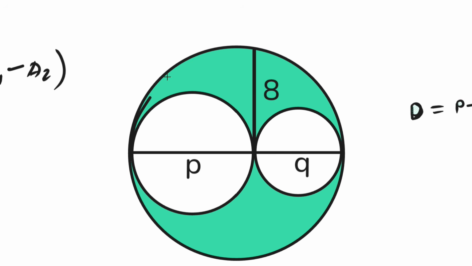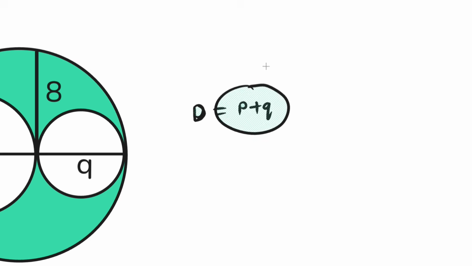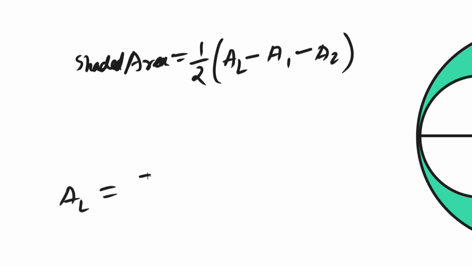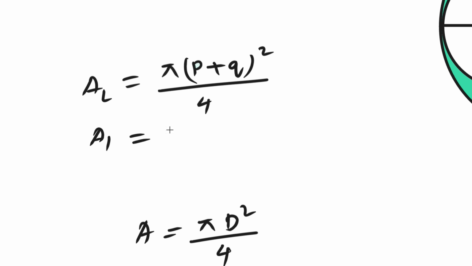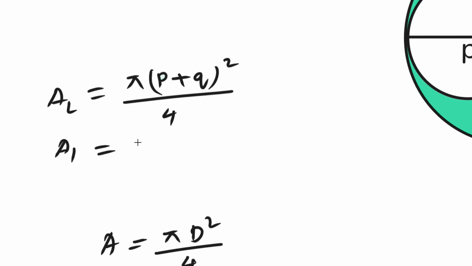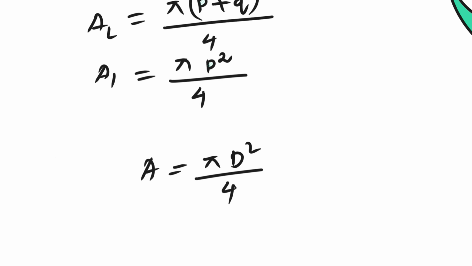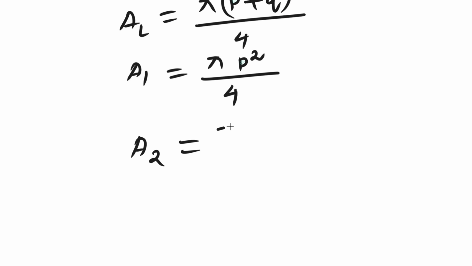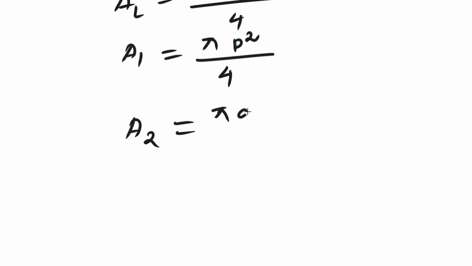The diameter of the large circle is P plus Q. Therefore, the area of the large circle is pi multiplied by P plus Q whole squared divided by 4. The first smaller circle has diameter P, so its area is pi multiplied by P squared divided by 4. The second smaller circle has diameter Q, so its area is pi multiplied by Q squared divided by 4.